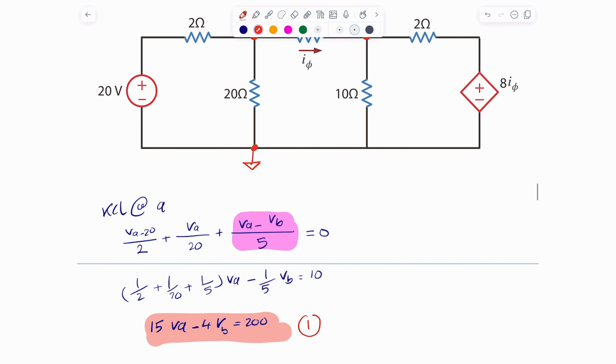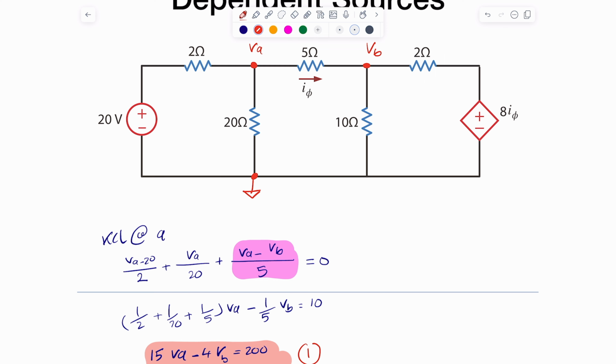All right, we'll go back in here, and we're going to write another KCL equation at B. So this is the KCL at node B. We're going to take a look in here. We're going to start with the opposite of I phi. The one that I highlighted is pretty much the opposite of it, meaning it's VB minus VA divided by 5, plus the current going through that 5 ohms in here. So that's simply VB divided by 10 plus, well, what do we do with this one in here?